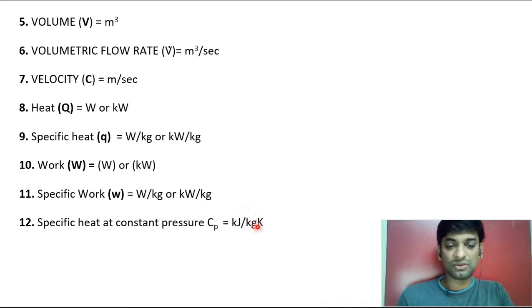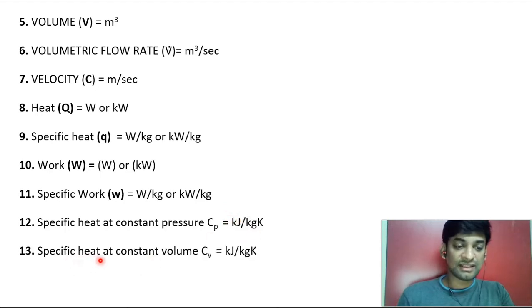In some of the problems, you may see that the unit of Cp may be in joule per kilogram Kelvin. You have to convert this into kilojoule per kilogram Kelvin. Specific heat at constant volume, similar to Cp. C suffix V. The unit will be same, kilojoule per kilogram Kelvin.